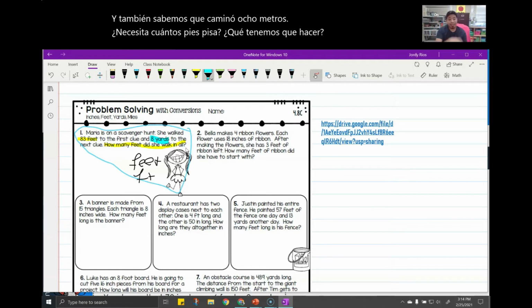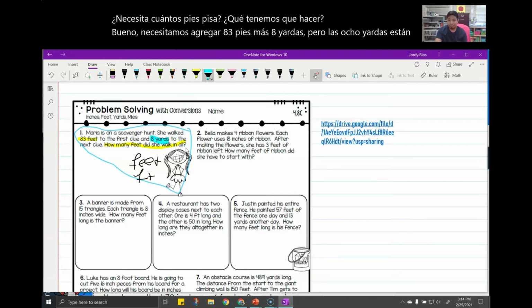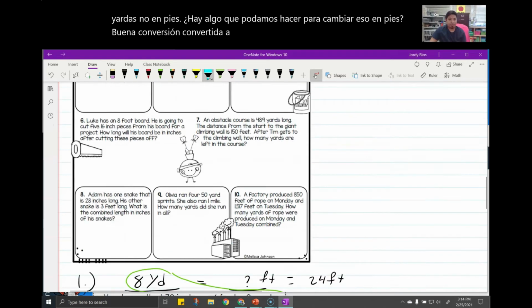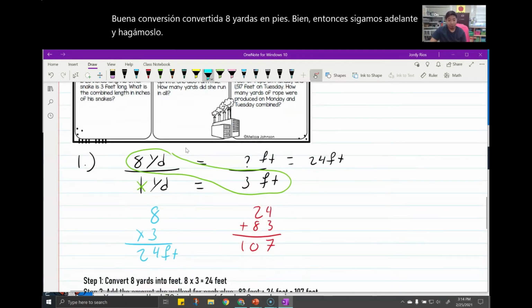Good, we need to add 83 feet plus the 8 yards. But the 8 yards are in yards, not in feet. Is there a thing that we can do to change that into feet? Good, convert it. Convert 8 yards into feet. Okay? Well then let's go ahead and do that. Well, I did that already for you.